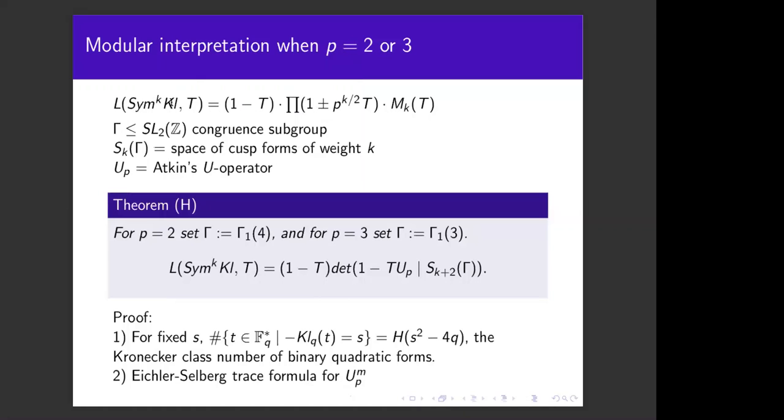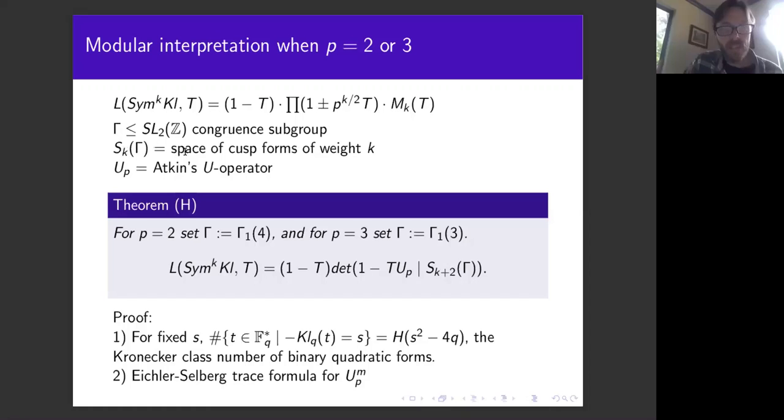But here's again the symmetric power L function. Here's the factorization that I mentioned above. And to describe this modular interpretation, let gamma be a congruence subgroup of SL2(Z). We denote by S_k(gamma) the space of cusp forms of weight k of level gamma. And we're going to let U_p denote Atkin's U operator.